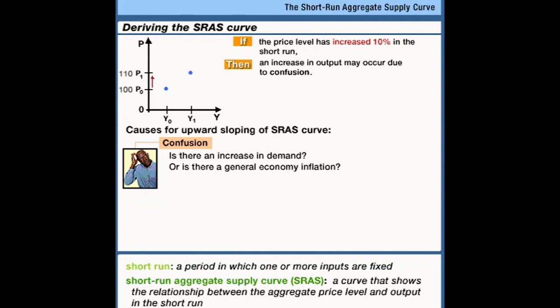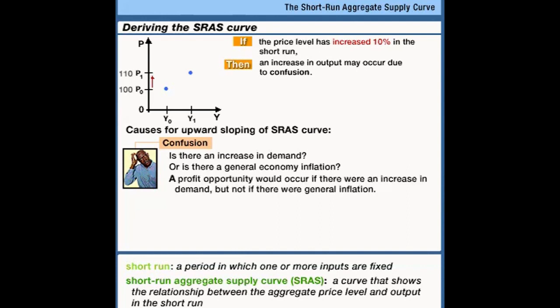They're not sure whether it's increased demand for their individual product, which is a profit opportunity, or whether it's just economy-wide inflation, which is not a profit opportunity. But since they're uncertain, they respond anyway, and their response leads to an increase in real gross domestic product, and that gives us an upward sloping supply curve in the short run. The aggregate supply curve in the short run is upward sloping because of confusion.